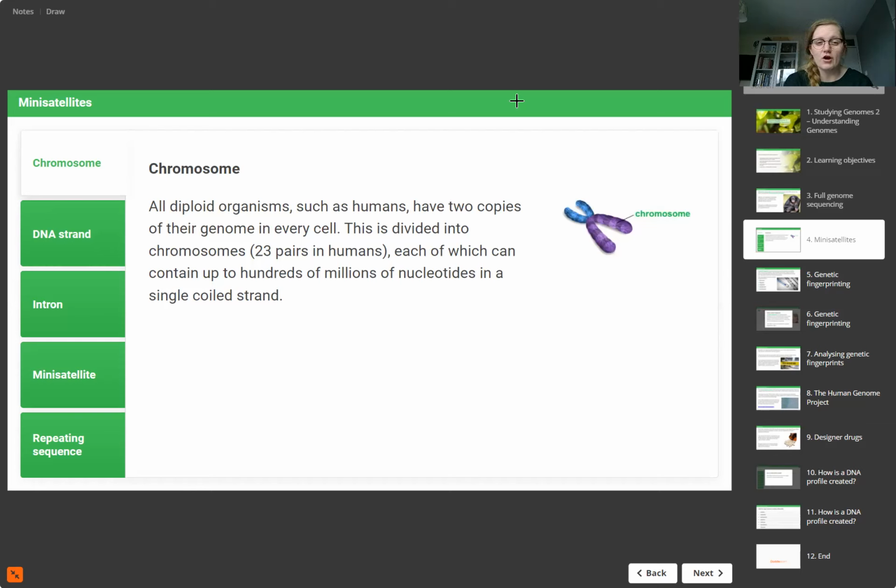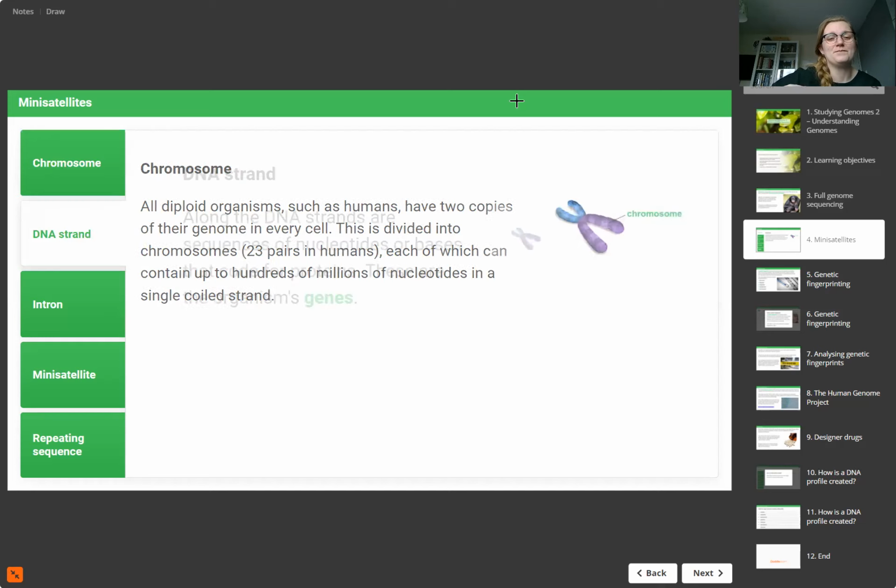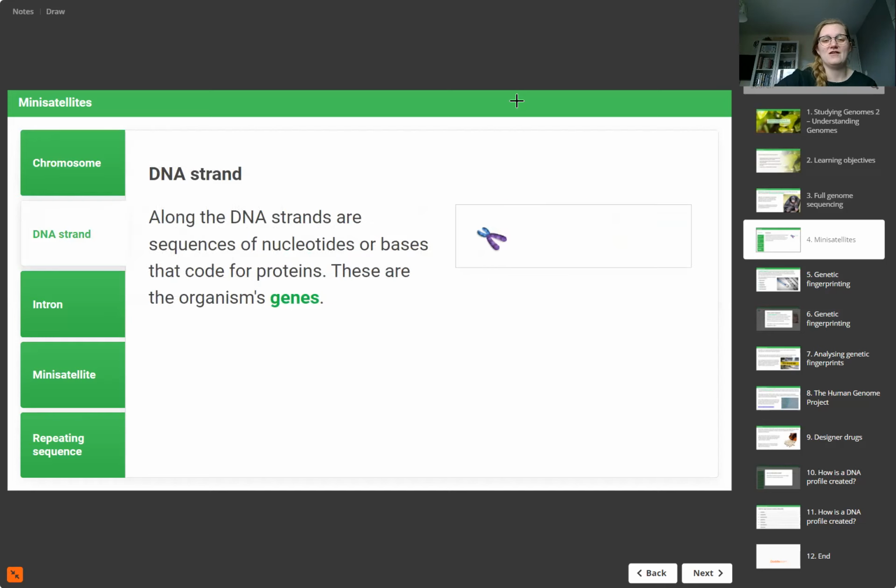So we've got on here a chromosome. As you know, all diploid organisms, such as humans, have two copies of their genome in every single cell. This is divided into chromosomes, and chromosomes come in pairs, 23 pairs in humans, one half of the pair coming from the egg cell and one half from the sperm cell originally. Each of these chromosomes contains up to hundreds of millions of nucleotides in a single coiled strand. If we look even closer, we get our DNA strands.